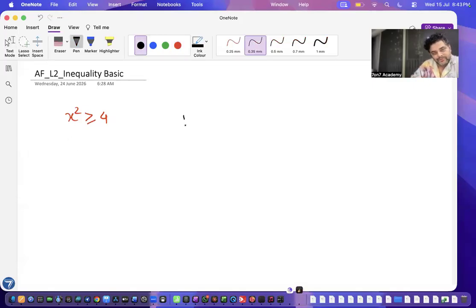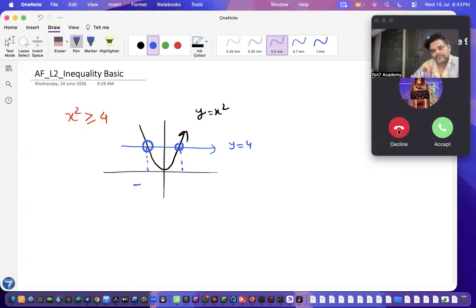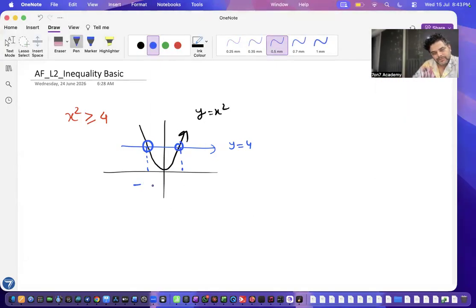Can you draw x square on a line? If you draw x square, how will you get this? This one is y is equal to x square. Can you draw y is equal to 4? Yes, this is y is equal to 4. These two x values are minus 2 and plus 2.